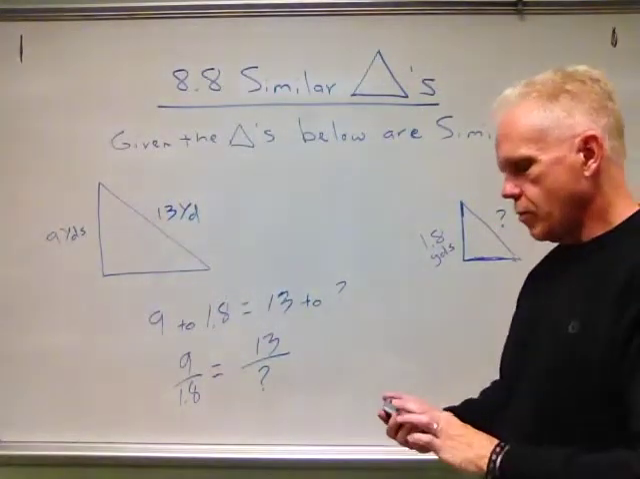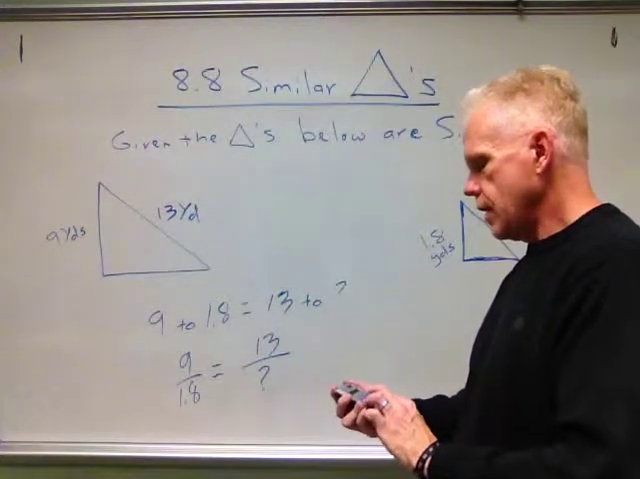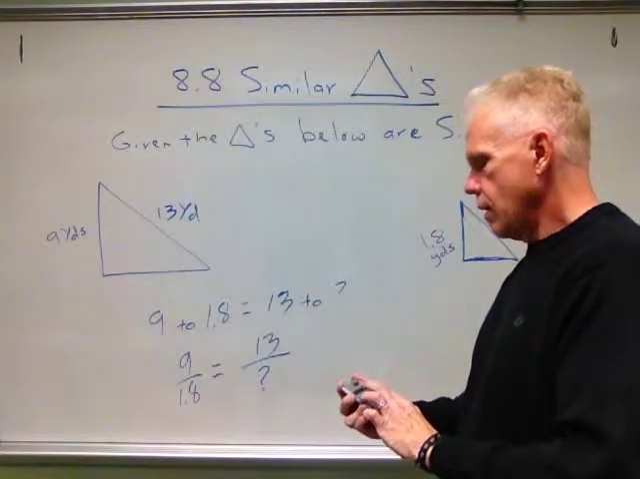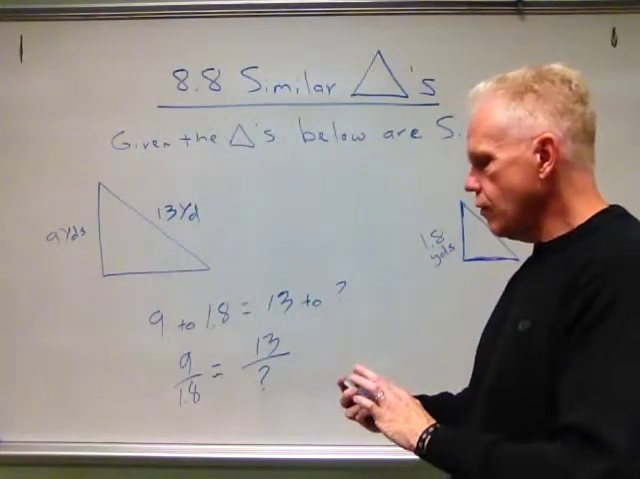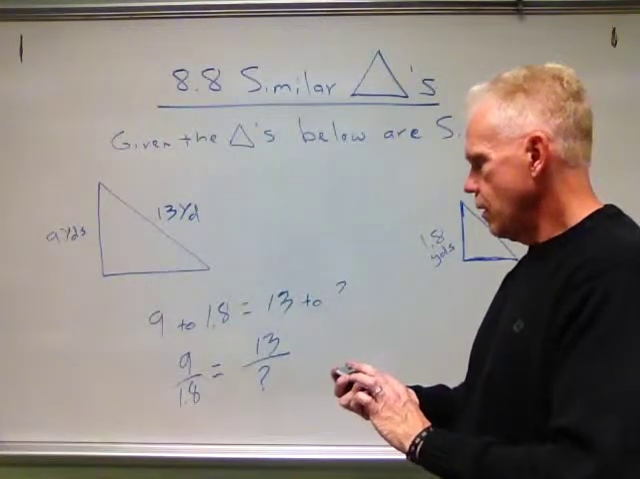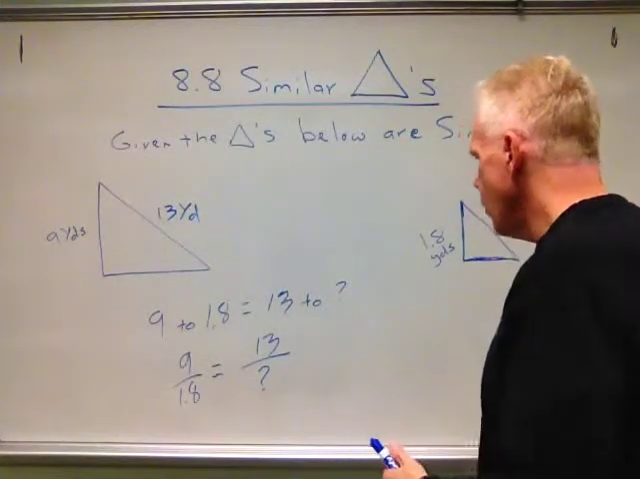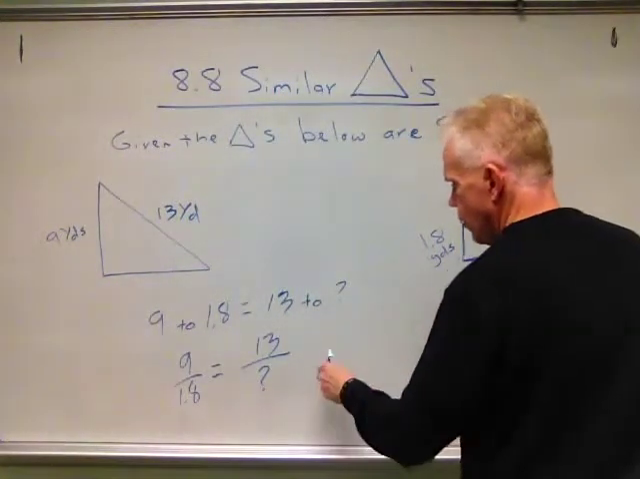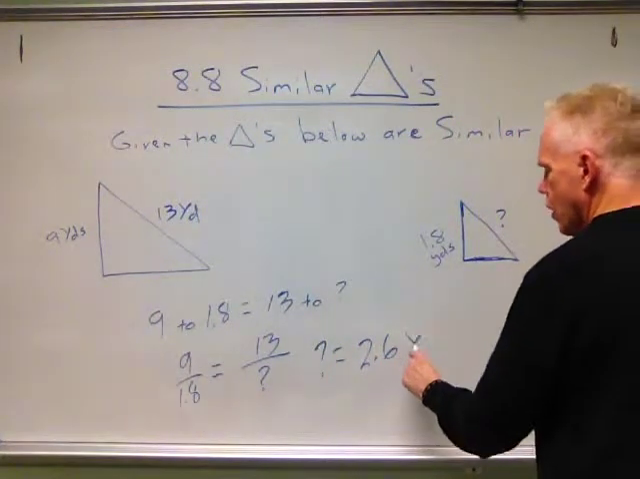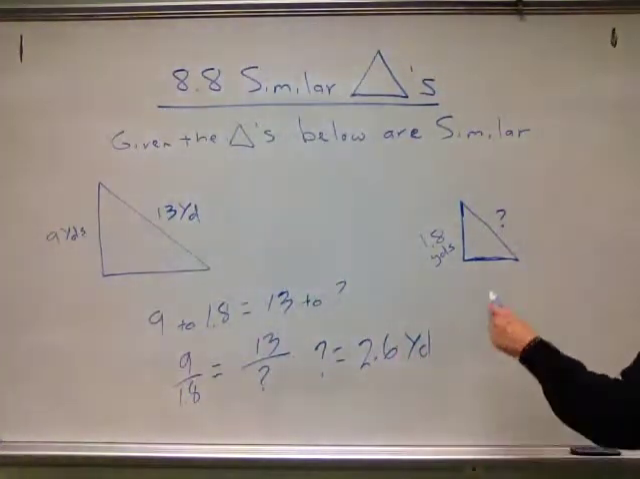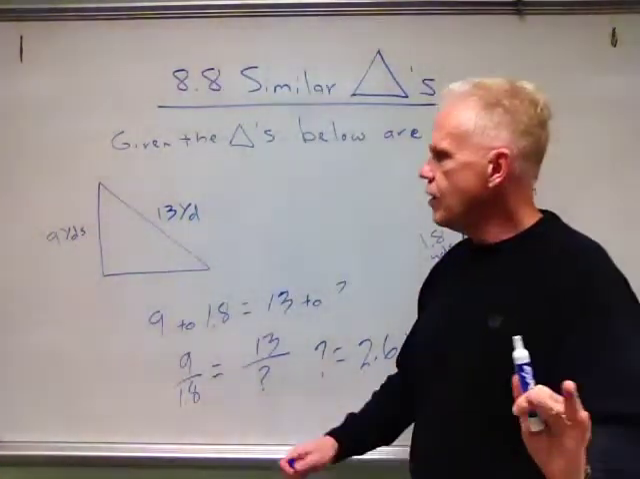So let's do that. I'm going to pull up one of my favorite devices, this handy dandy calculator. 1.8 times 13 equals, and then I'm going to go straight to divided by 9 to get an answer of 2.6. So question mark here equals 2.6 yards. Now let's just see if that makes sense. If I put in 2.6 right here, let's see if this makes sense to us.